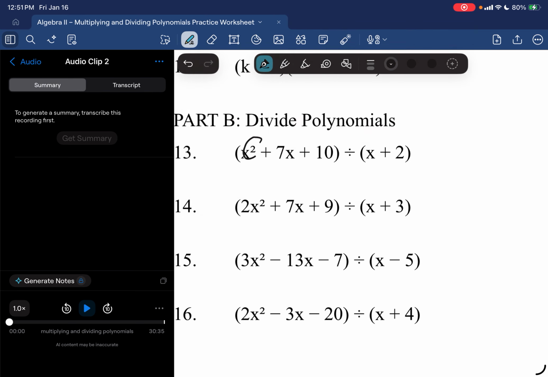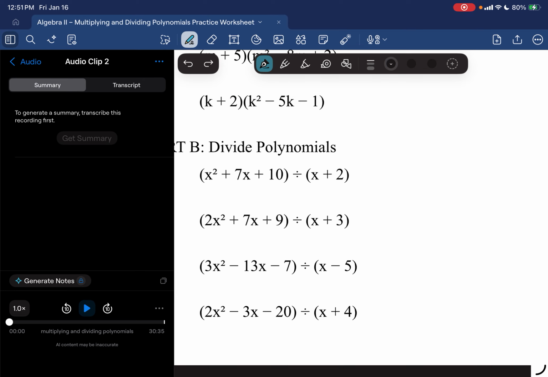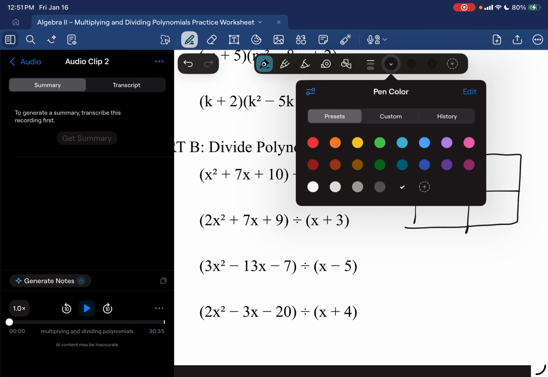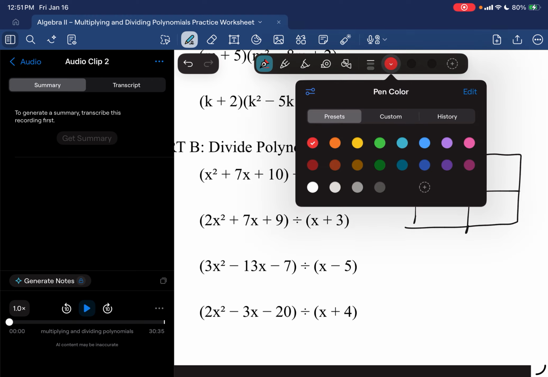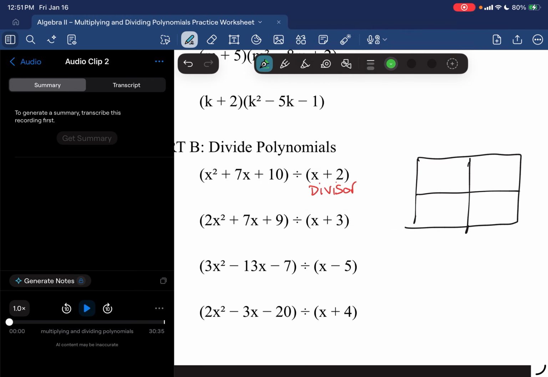Okay, this is a second degree polynomial. The highest exponent is 2, so that's why you're going to create a 2 by 2. Division is multiplication backwards, in reverse. So let's do the same thing, but in reverse. So this is called your divisor. Make sure you get this in your notebook. Get a couple of these examples in your notebooks, guys. This is called your dividend.